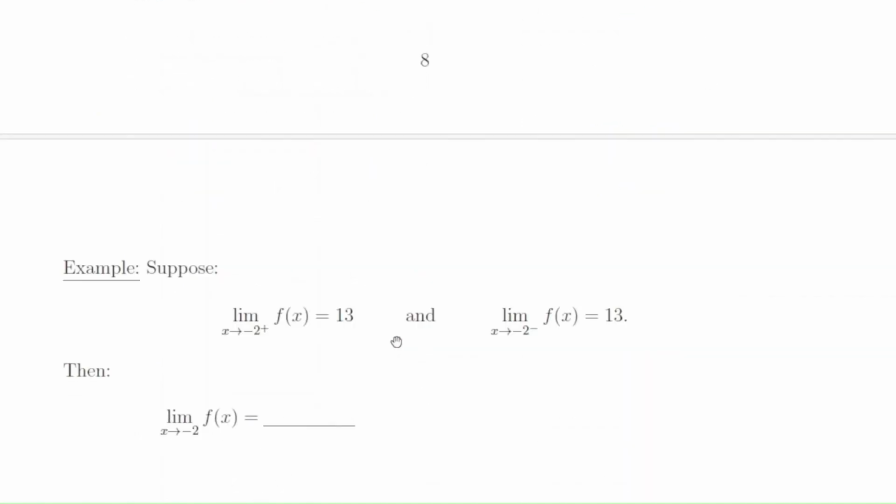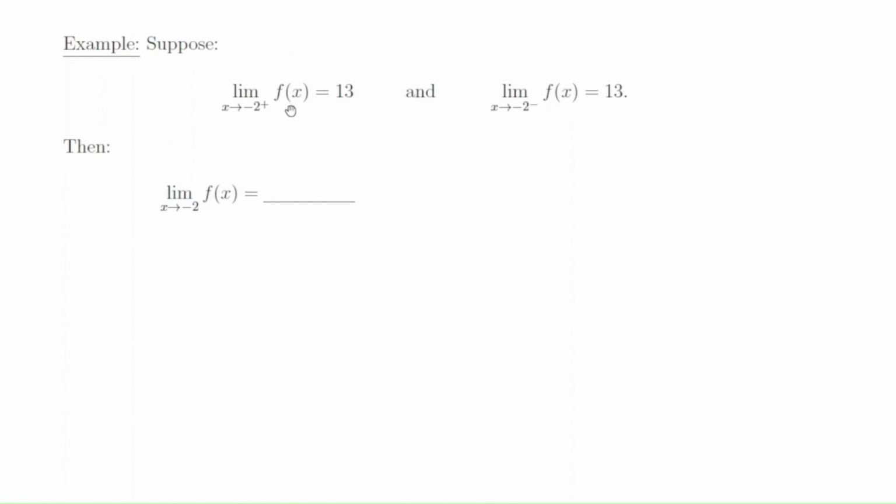Okay, now a question you could ask is, what if we have a function like this where it doesn't even have a formula? But the one thing that we know is that the limit as x approaches negative 2 from the right is 13, and also the limit as x approaches negative 2 from the left is 13. What can we say about the ordinary two-sided limit? Well, that would also be 13, because these two values both are 13. That would even be the case if f of negative 2 was some other value, like 7, or maybe it didn't even exist. We would still get 13.